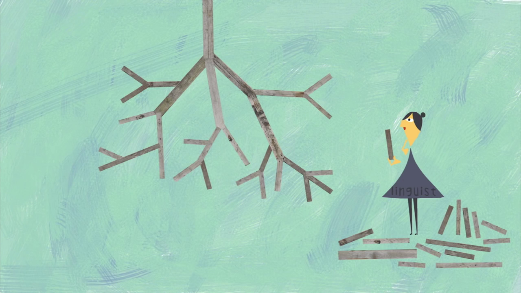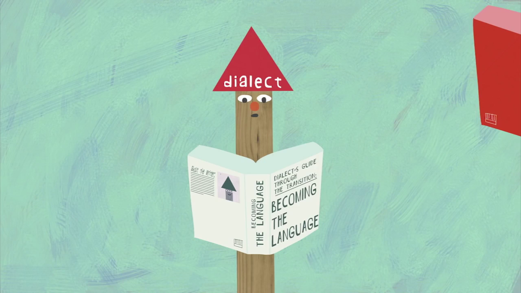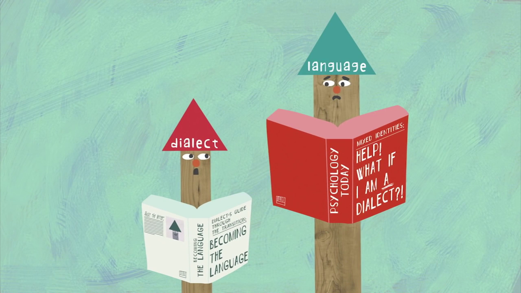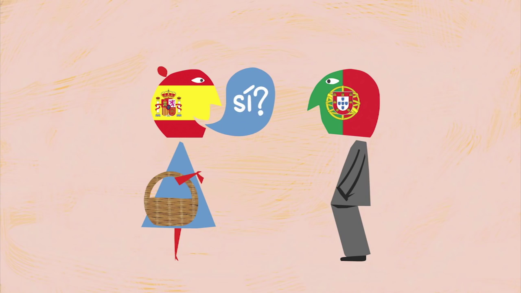There are two main problems linguists face when constructing these language family trees. One is that there is no clear way of deciding where the branches at the bottom should end, that is, which dialects should be considered separate languages, or vice versa. Chinese is classified as a single language, but its dialects vary to the point of being mutually unintelligible, while speakers of Spanish and Portuguese can often understand each other.